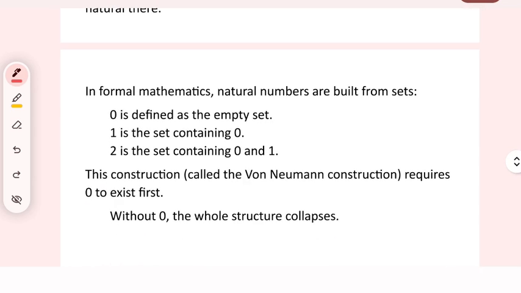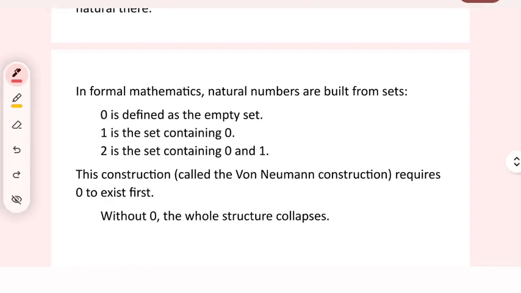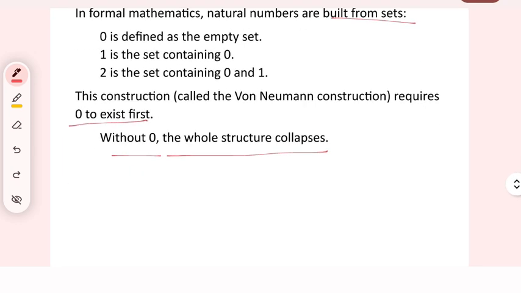In formal mathematics, for example, natural numbers are built from sets. So 0 is defined as the empty set, 1 is a set that contains 0, and 2 is a set containing 0 and 1. This construction requires 0 to exist first, and without 0, the whole structure collapses.